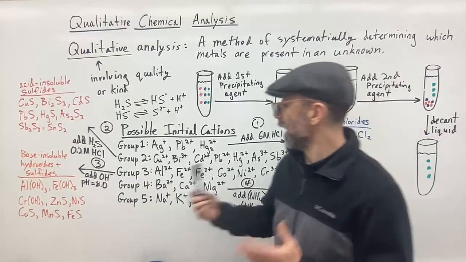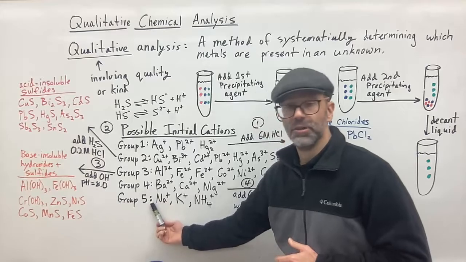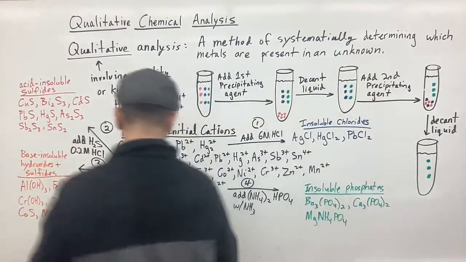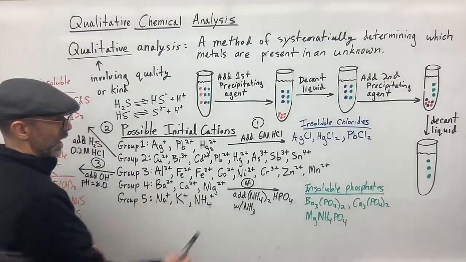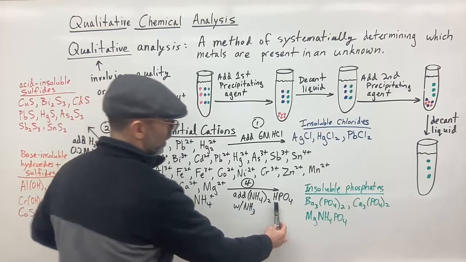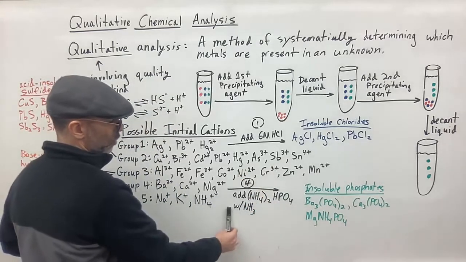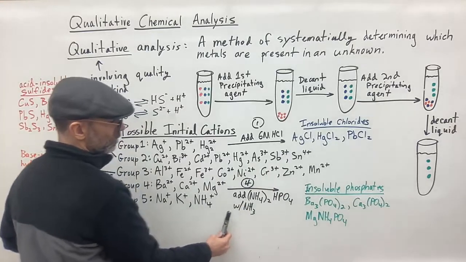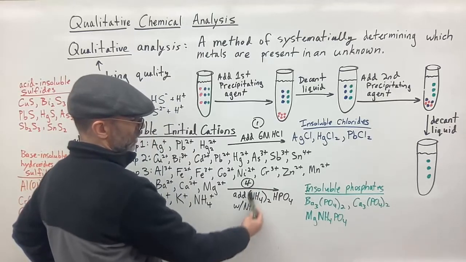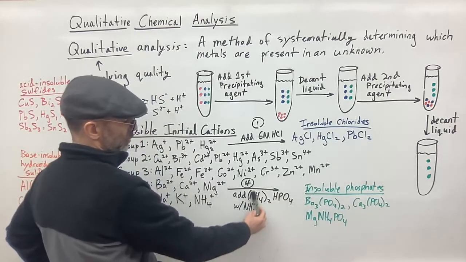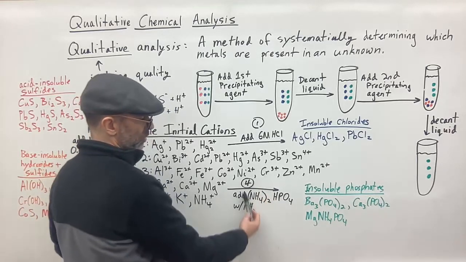And then what I have left could contain groups 4 and 5. So at this point, how would I determine whether these metals are there? I could add ammonium hydrogen phosphate to my leftover supernatant, with some ammonia. The ammonia is going to drive the NH4 plus to keep this at a higher level.